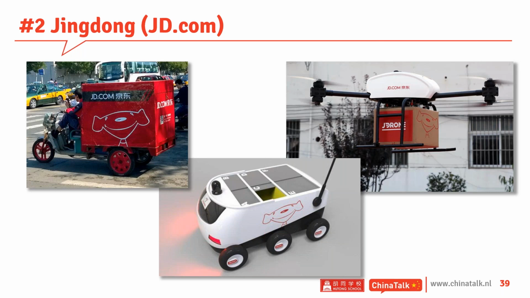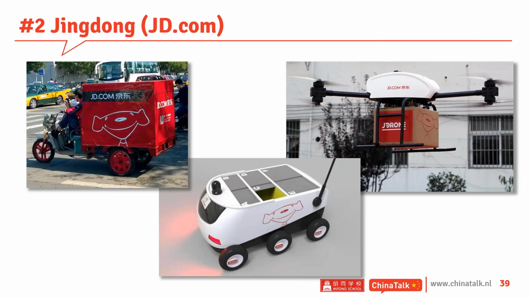And they are also doing a lot of testing with drones, delivery drones. Now, the flying drone that you see on the right is one that they use in the countryside. They don't use that in the cities, because it's maybe a bit too dangerous to have those things flying around all of those big apartment buildings.